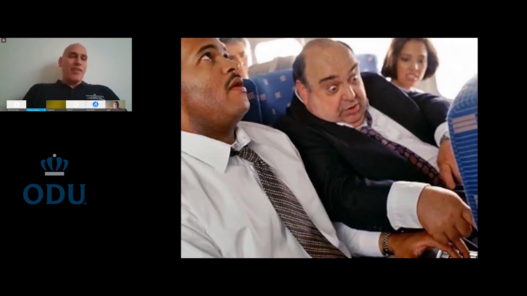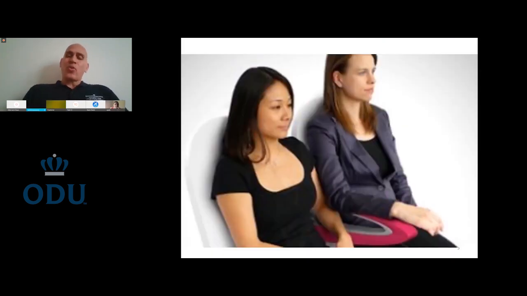Well, here's one. I have a few slides. I like to put some pictures sometimes in my presentations. So here's a problem that I can bet that pretty much everybody has had: fighting for your armrest in an airplane. But here's a really cool, easy, low-tech solution for that particular problem.